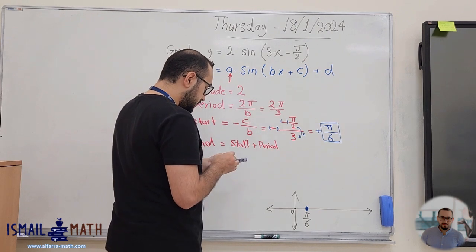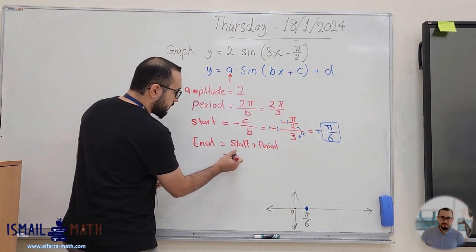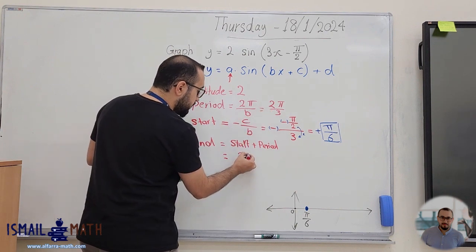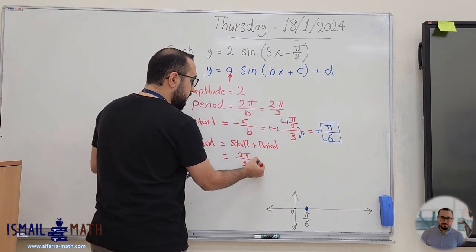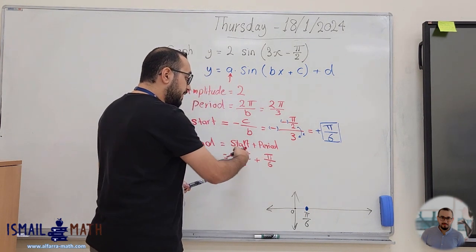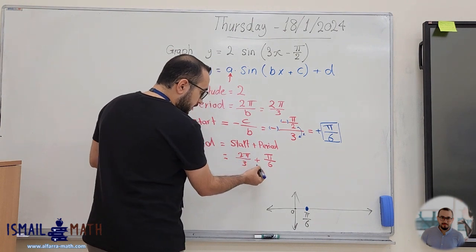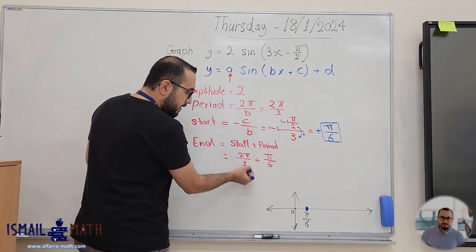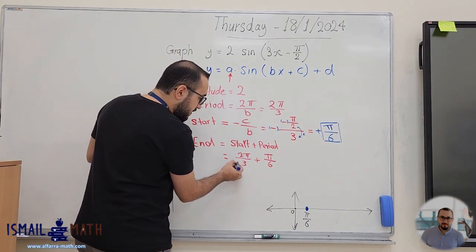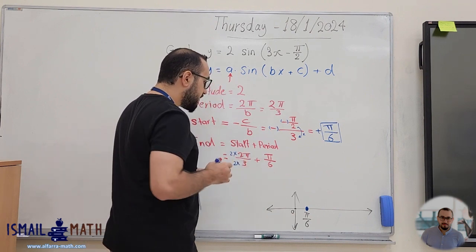Now, let's put the two answers here. The end equals the start, 2 pi over 3, plus my period, pi over 6. If I add these two together, I will get my ending point. First, let's make the denominator the same. I have to multiply this denominator by 2 to make it 6, so I have to multiply the numerator by 2 as well.